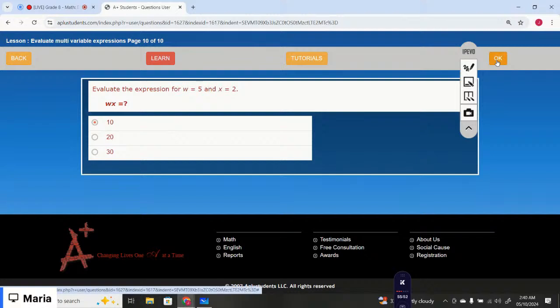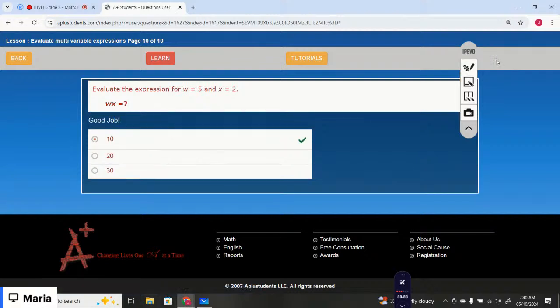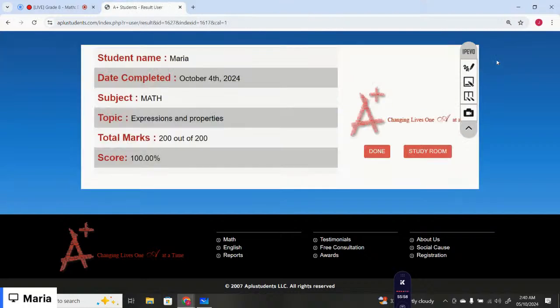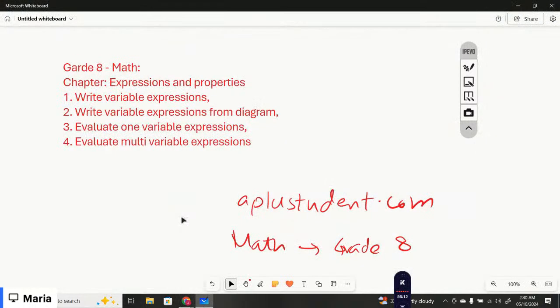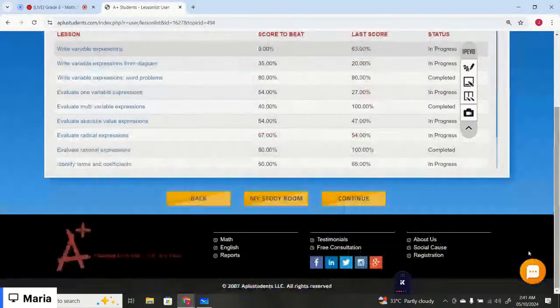So we were working on grade 8 math. The chapter we were working on is expressions and properties. And the lessons we have covered today are write variable expressions, write variable expressions from diagram, evaluate one variable expressions, evaluate multivariable expressions. So please make sure before the next session you complete all the practice questions for the lessons we just did. That is your homework until next session, right?